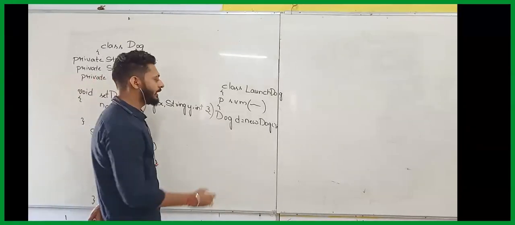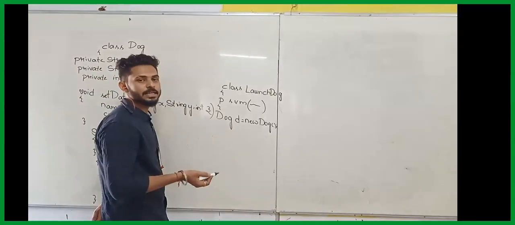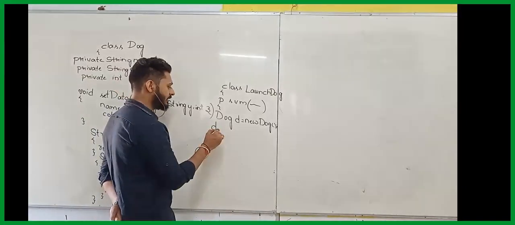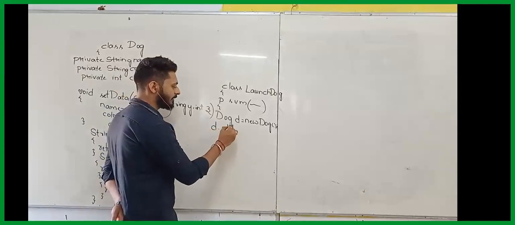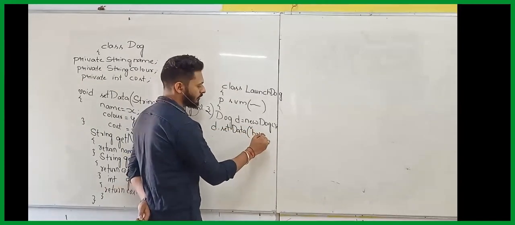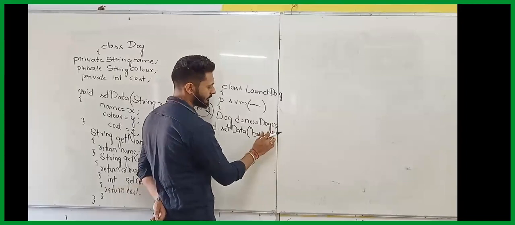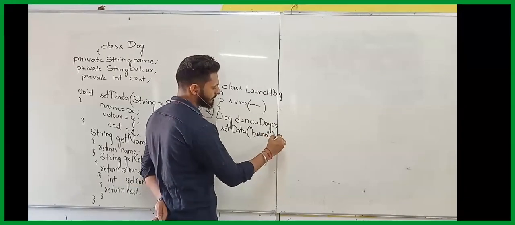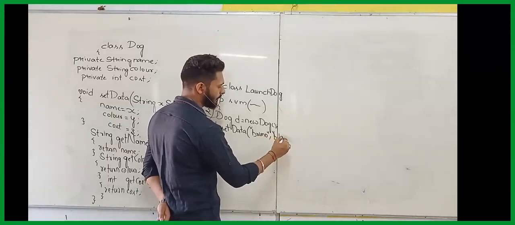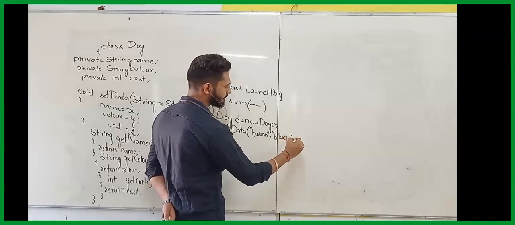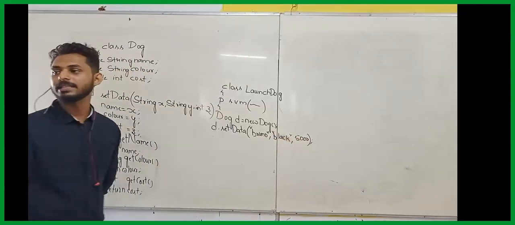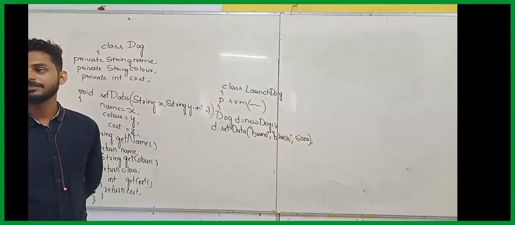Yes. So what I'll give? First, which one should I call? Set or get? Set. So I will say d dot set data, and here I will give the name as Bruno, and then color as, okay, black is there in my PPT, so I'll use black, and then 5,000 USD. Next what? I have set the value.